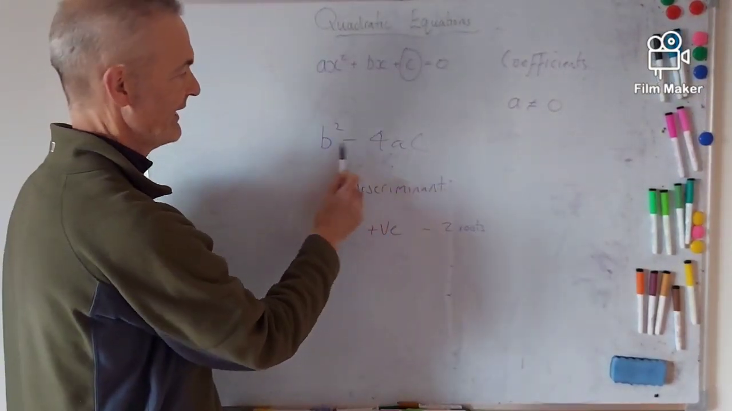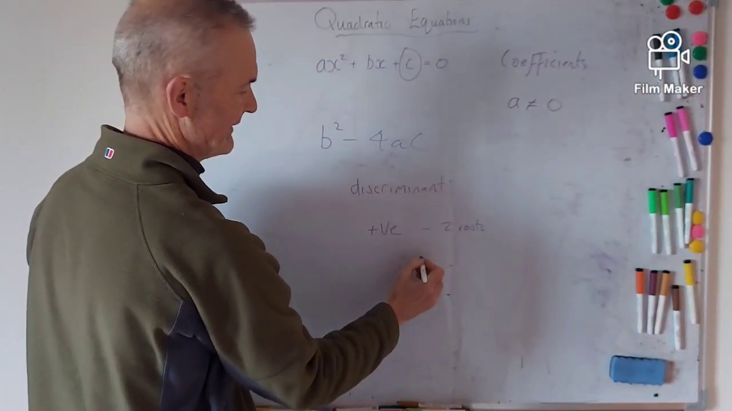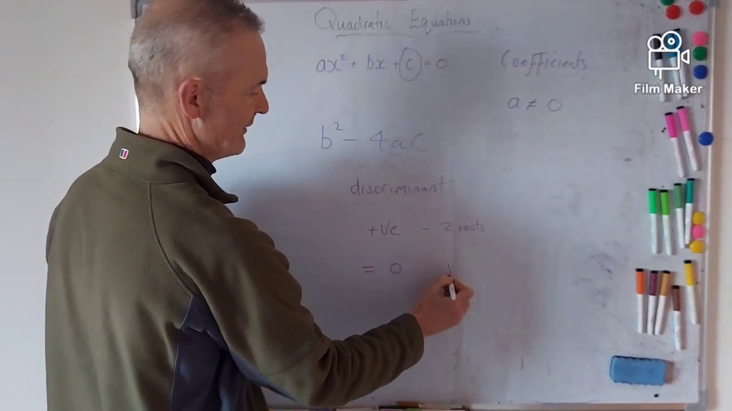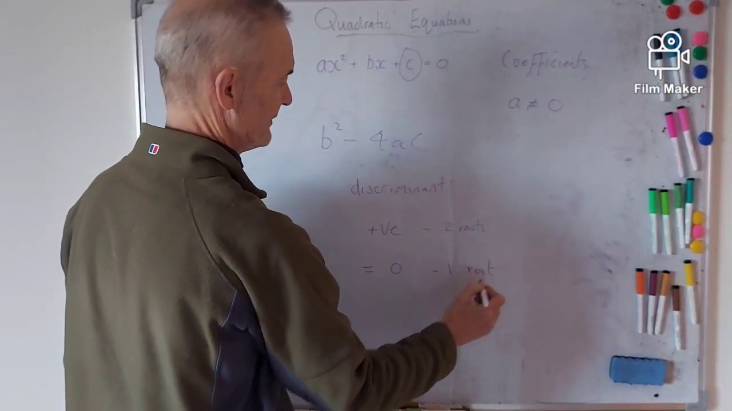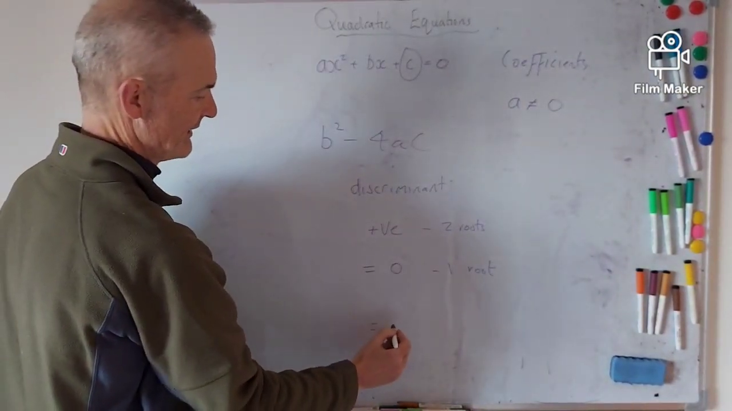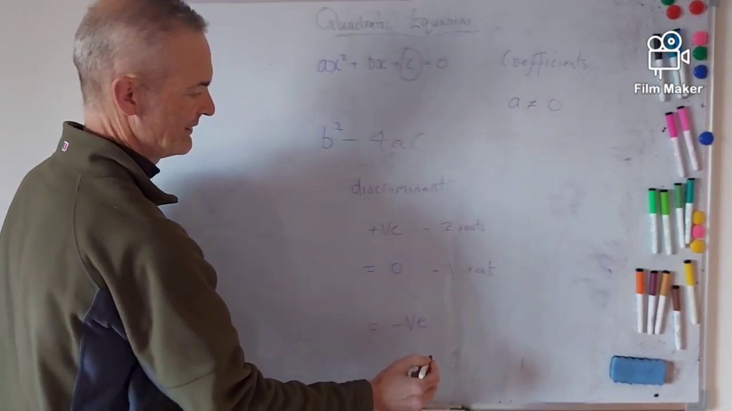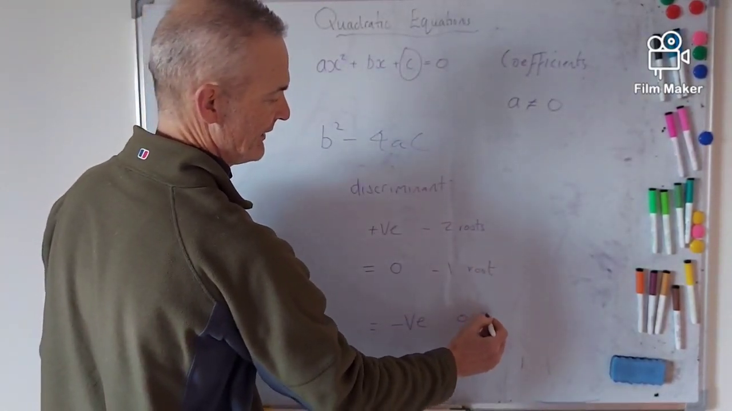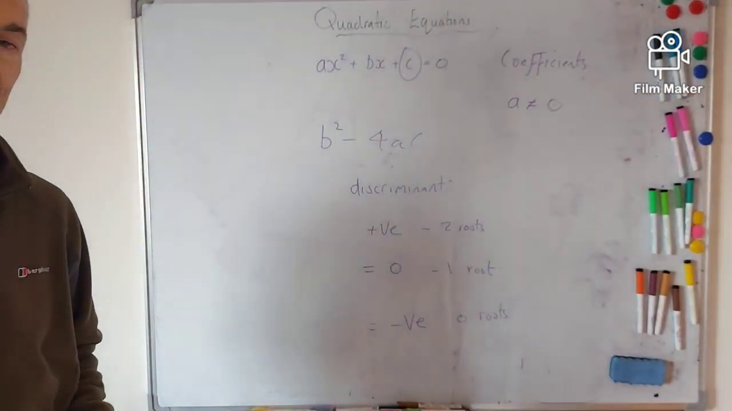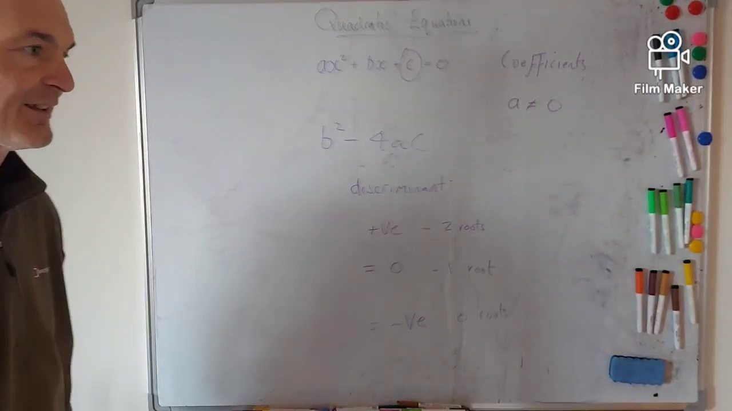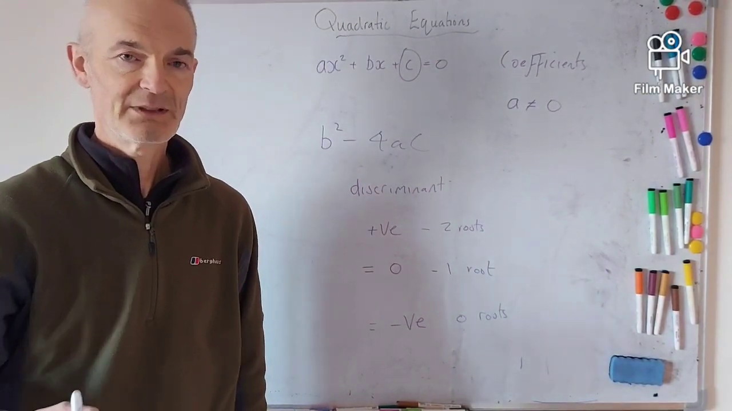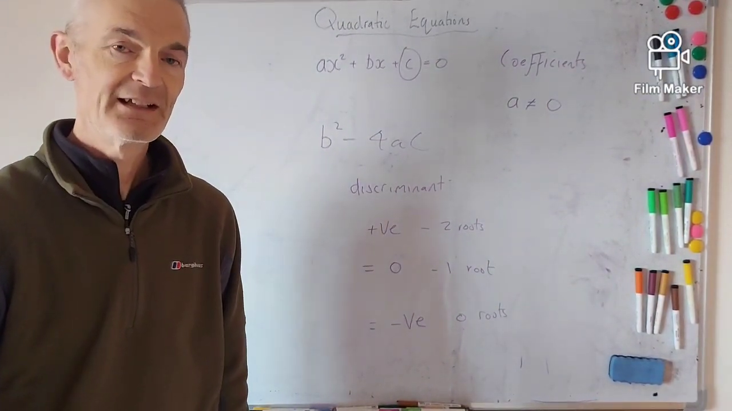If you plug in the a, the b and the c and it equals 0, that will tell you there is one root. And if you plug in your values and you get a negative value, it will tell you there are 0 roots. So the discriminant is quite useful for telling you that. Okay, that's my very brief introduction to quadratics. I will explore them in a little bit more detail in subsequent videos.